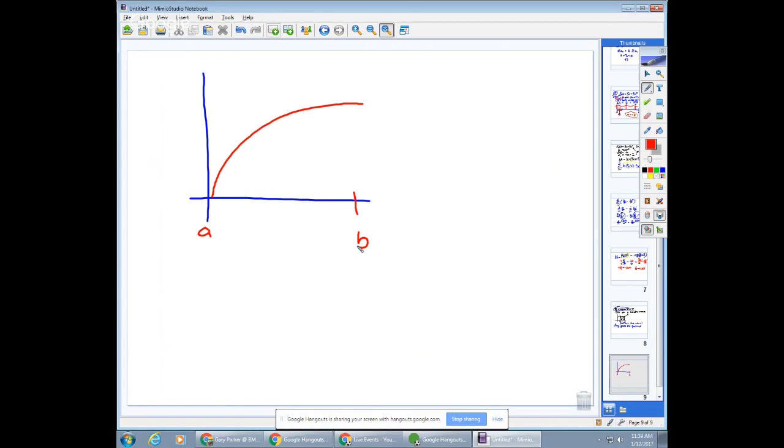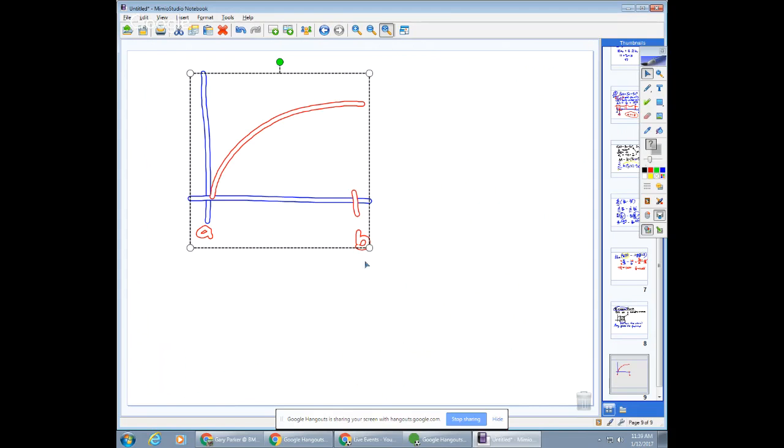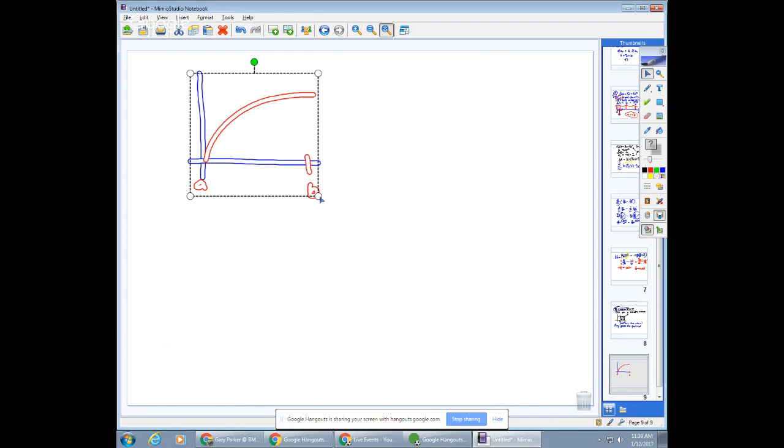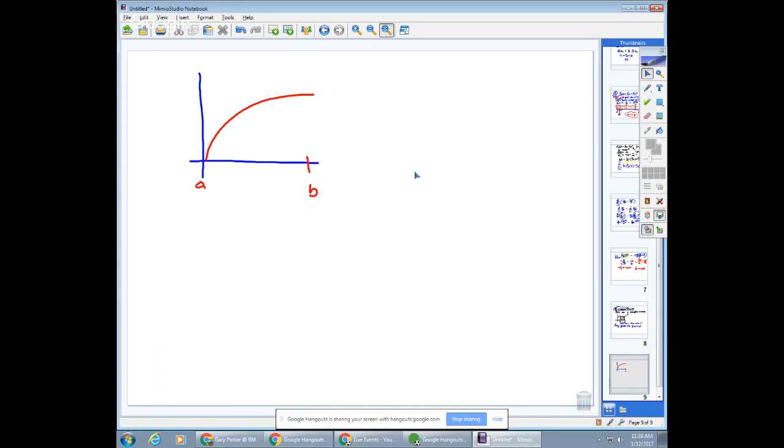If I make the partition all the same width, and let me just make a copy of this so we can try a couple things. This is kind of fun. I can shrink it. All right. If I make a fixed width partition here, like suppose I cut the original interval into quarters, then all my rectangles are going to be the same width, like that. And let's suppose we go with right-hand sums here. So they're going to look like this.